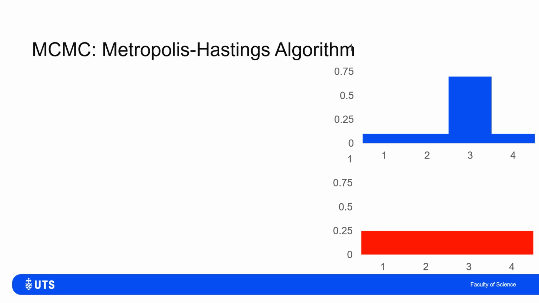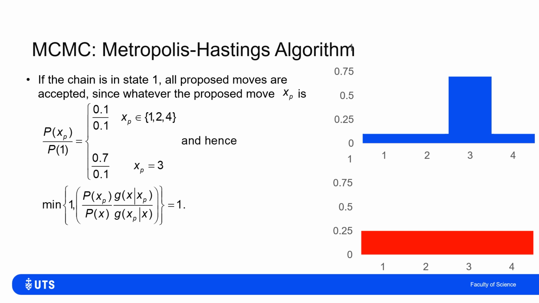Some of the cases are quite easy. The easy case is that if it's in state 1, every proposed move is accepted. Because if I'm in state 1 and it proposes going to state 1, or state 2, or state 4, then I'm in a 10% chance state and it proposes going to a 10% chance state, so that ratio is 1. If it proposes going to a 3, well, that's 70% divided by 10%, which is 7, so that would also correspond to a probability of 1.